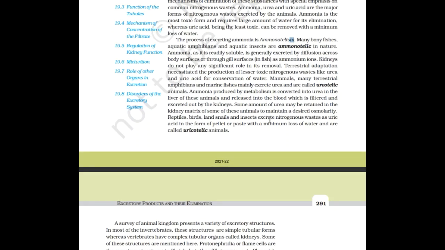to maintain a desired osmolarity. Reptiles, birds, land snails, and insects excrete nitrogenous waste as uric acid in the form of pellet or paste with a minimum loss of water and are called uricotelic animals.